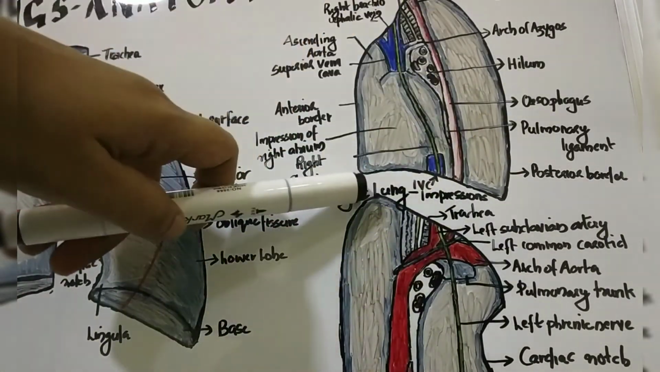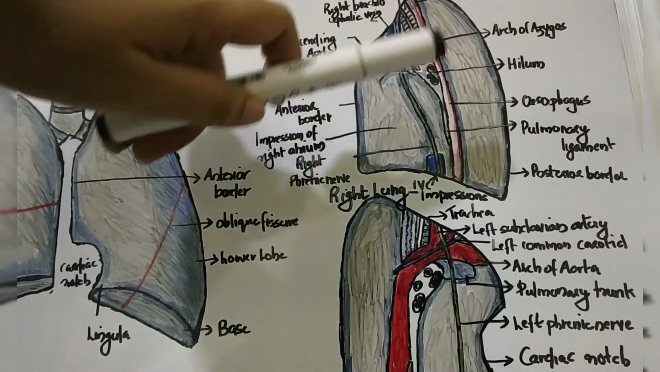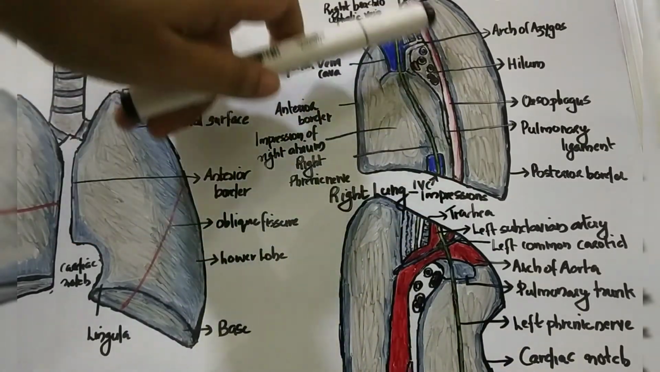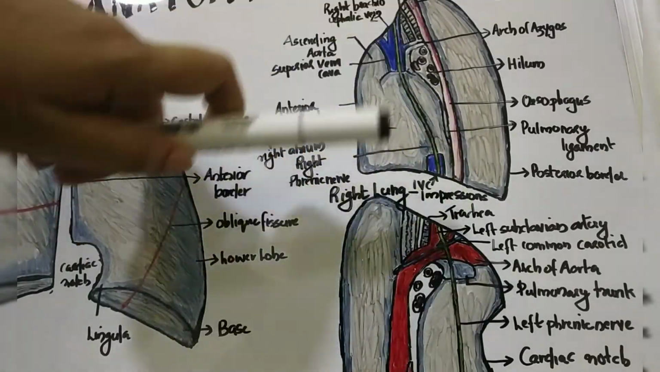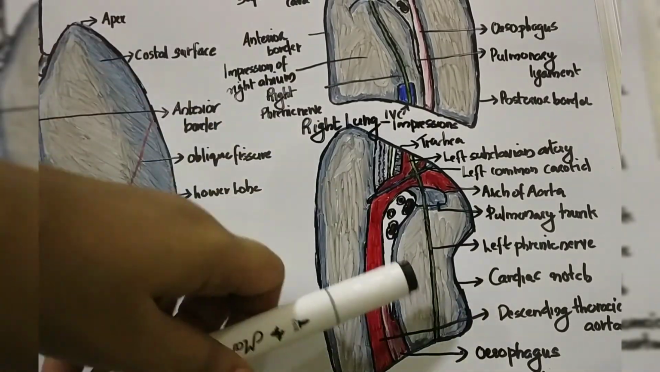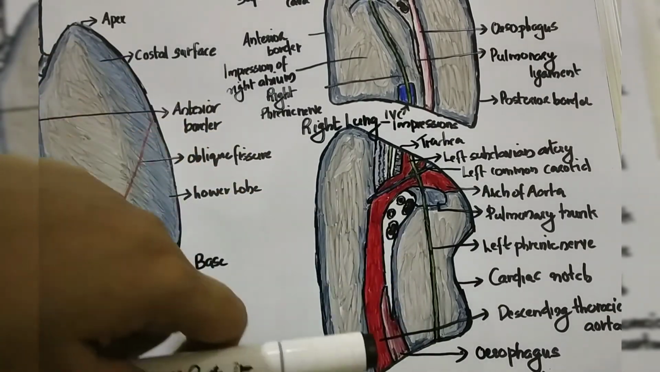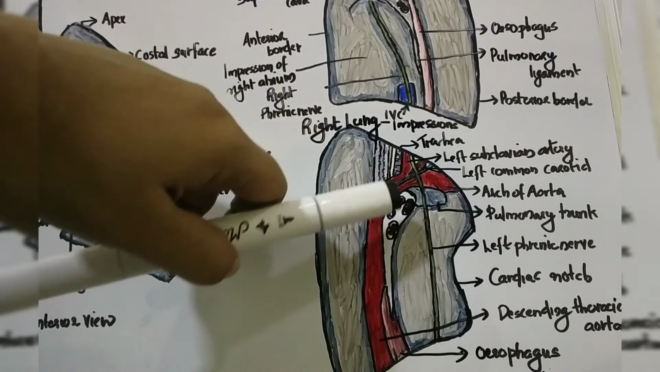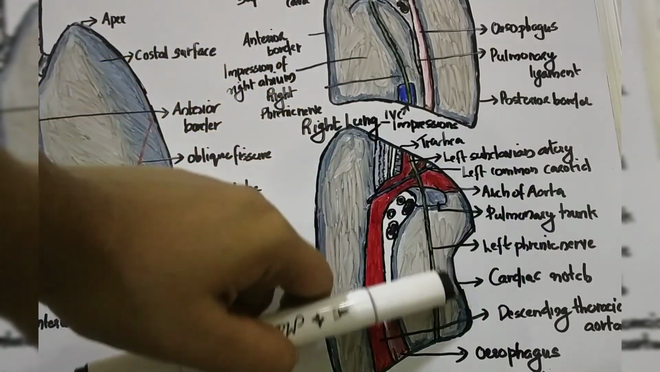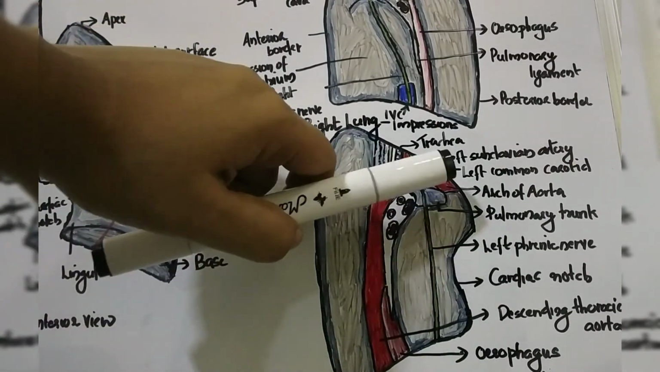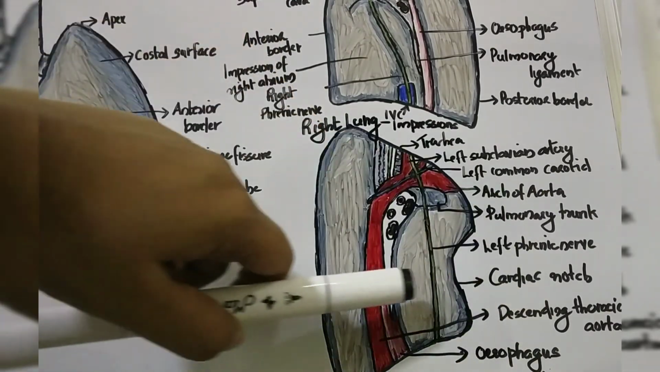In the right lung, you can see the esophageal impression, the trachea, the superior vena cava, inferior vena cava, the right phrenic nerve, etc. And in the left lung, you can see the impression given by the esophagus on the lower part. You can see the descending thoracic aorta, the arch of aorta, the trachea, the left phrenic nerve, left common carotid, left subclavian artery. So these are all related to the left lung.